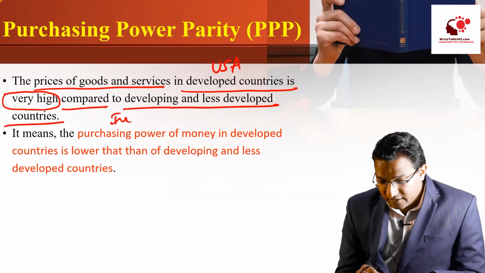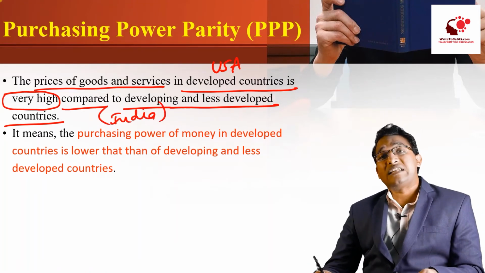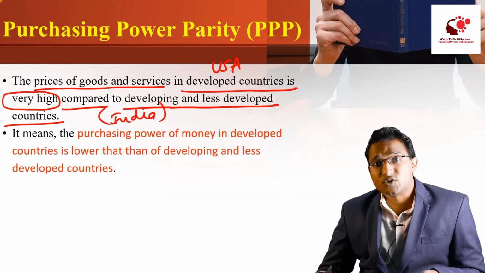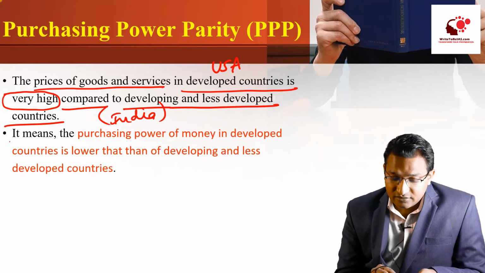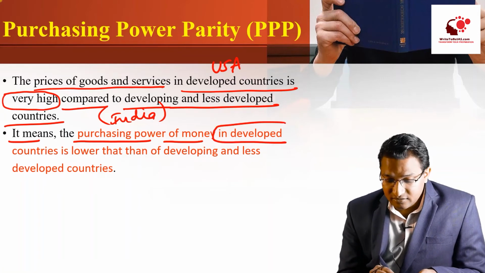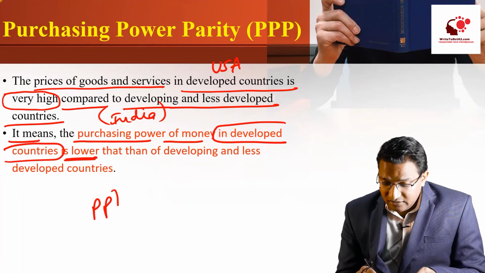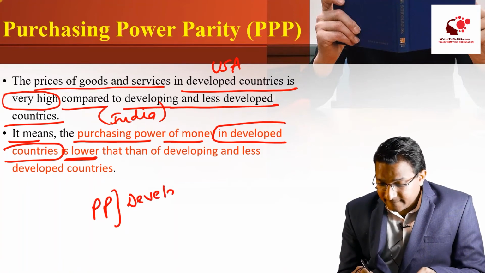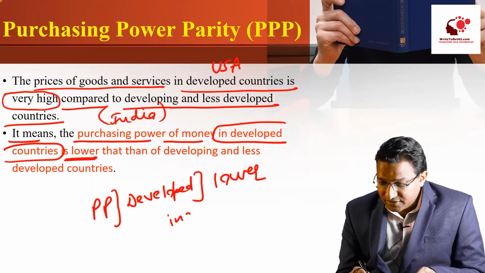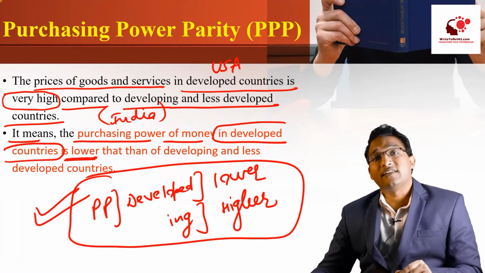For example, India. Her friend was living in India, so she was enjoying an equal standard of living at a lower price. It means the purchasing power of money in developed countries is lower, and in developing countries it is higher. So please be careful about this. Don't forget this.